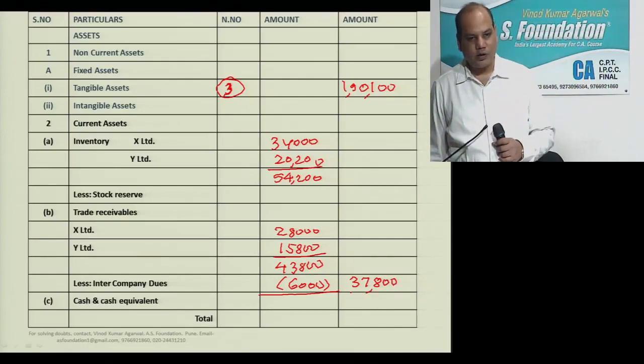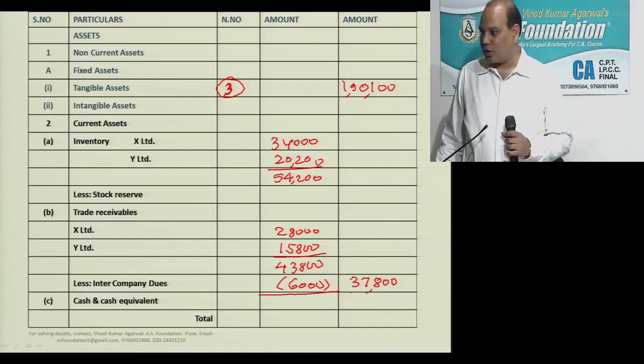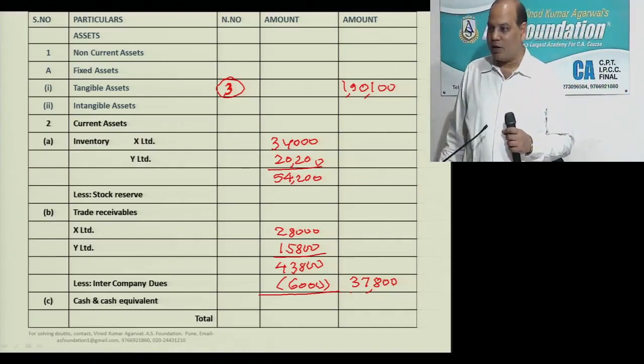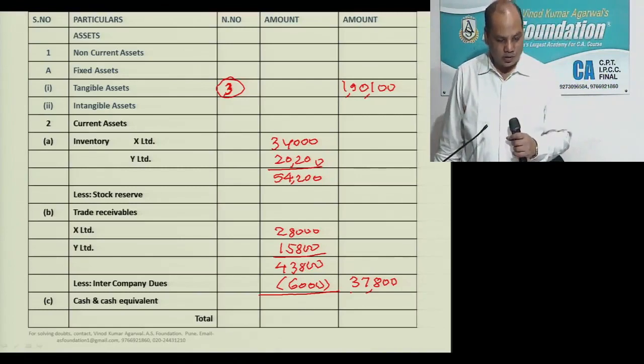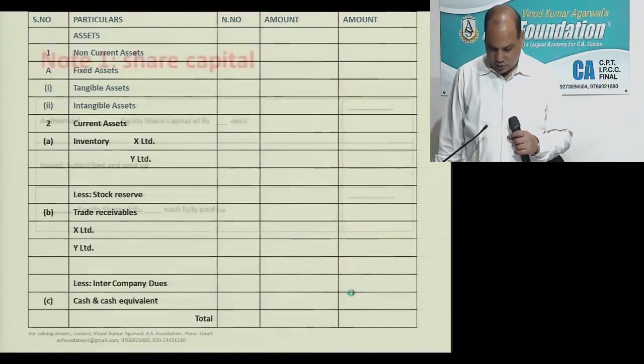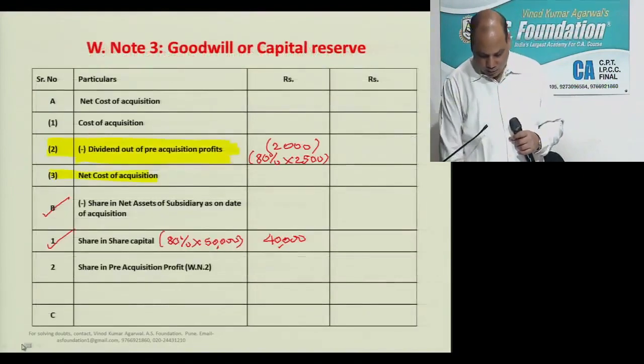This way you will present the answer properly. Every figure is visible, okay? Afterwards, when you read the answer, you will not have to struggle to see how this 37,800 has come. All working is appearing in the answer sheet. Now, investment, where will you write investment? Cost of acquisition, working note number, line number A1.